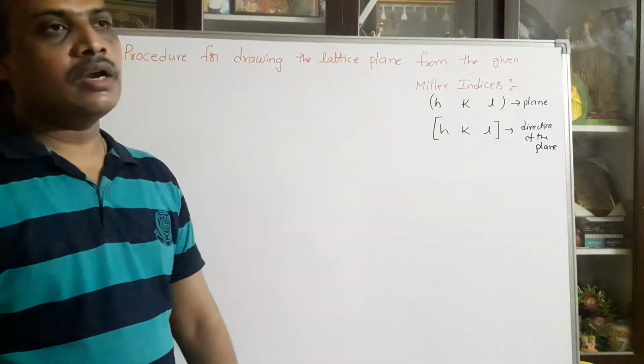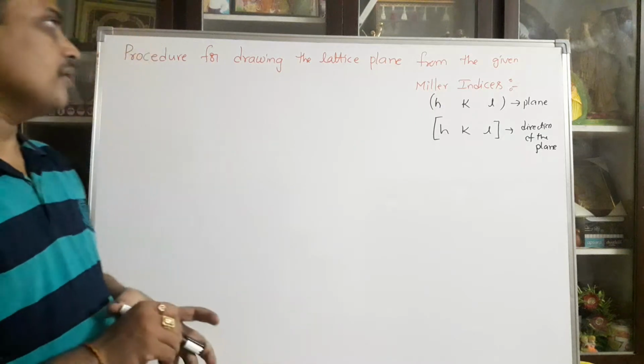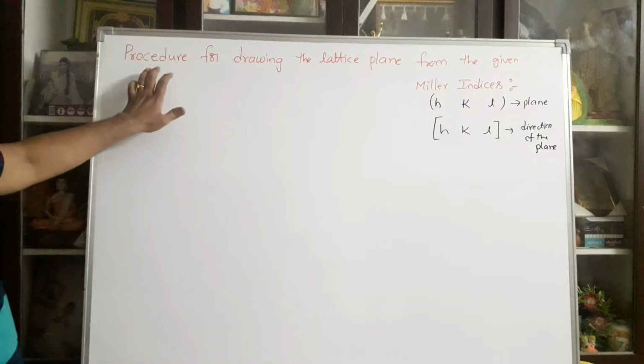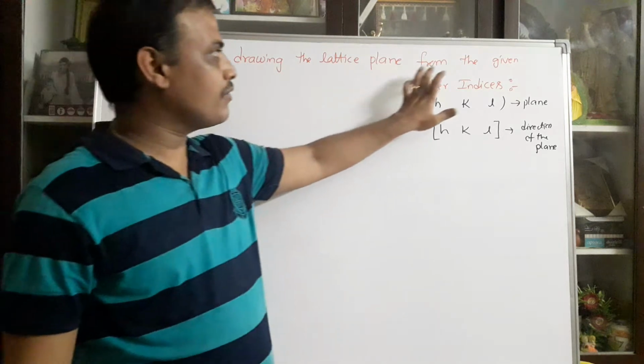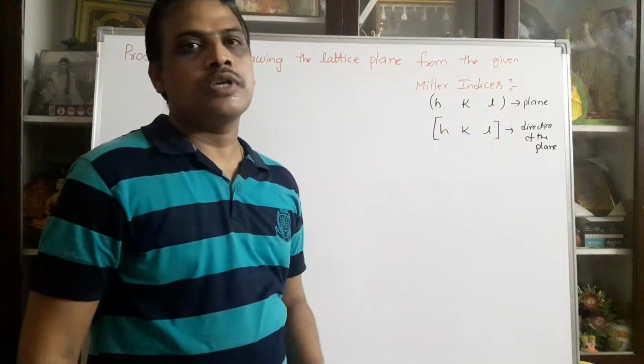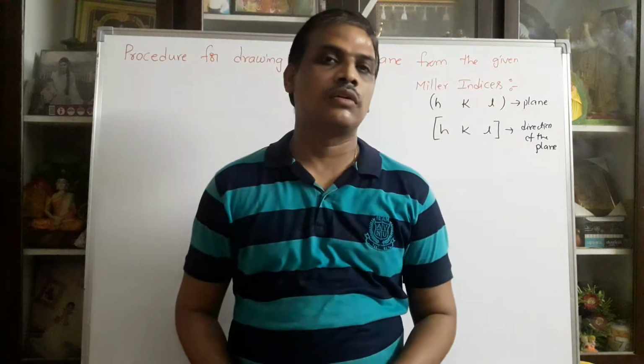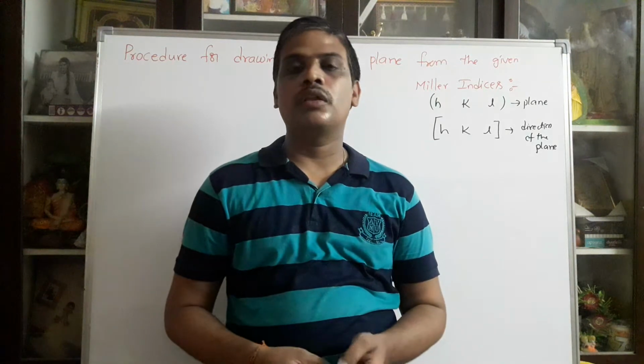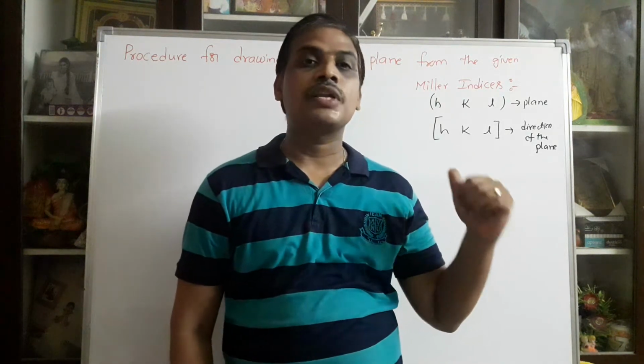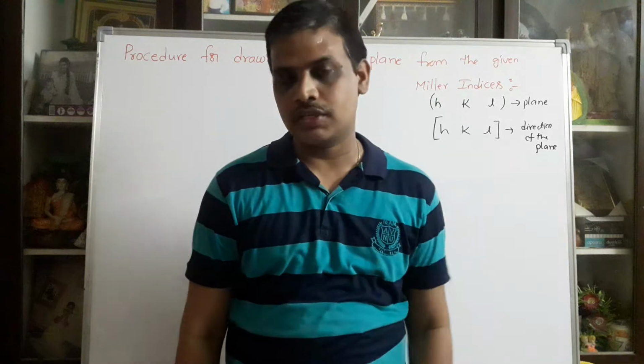How to draw the planes from the Miller indices? I already calculated them. Today the main topic we are discussing is the procedure for drawing the lattice plane from the given Miller indices. From the Miller indices you can draw the lattice planes, especially the space lattice in the given crystal.